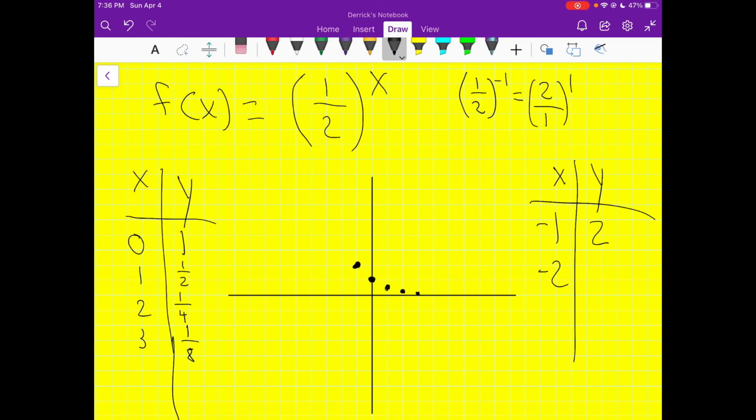If I plug in -2, well, instead of taking 1/2 to the negative second, I'm really taking 2 to the positive second. So that'd be 4, jumping up even higher. And last but not least, if we plug in -3, well, that'd be the reciprocal of what we got for +3. And so if 1/2 to the +3rd was 1/8, then 1/2 to the -3rd should be 8/1, 8.